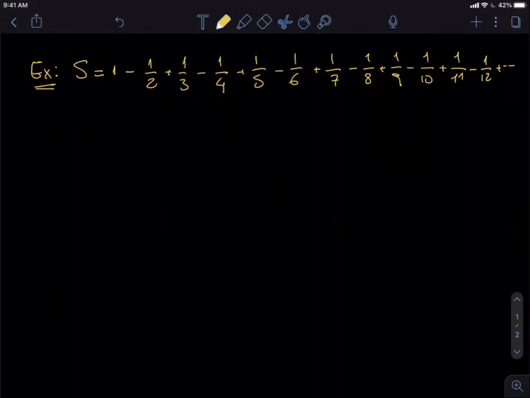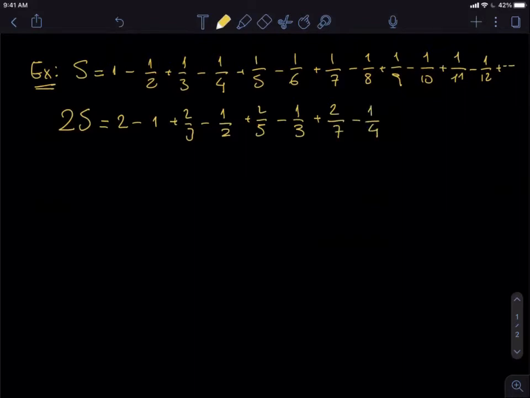Now, let's multiply this series by 2. So what do we get? We get 2 minus 1 plus 2/3 minus 2/4, but that's 1/2, plus 2/5 minus 1/3, plus 2/7 minus 1/4, plus 2/9, minus 1/5, plus 2 divided by 11, minus 1/6, and so on. It keeps going.